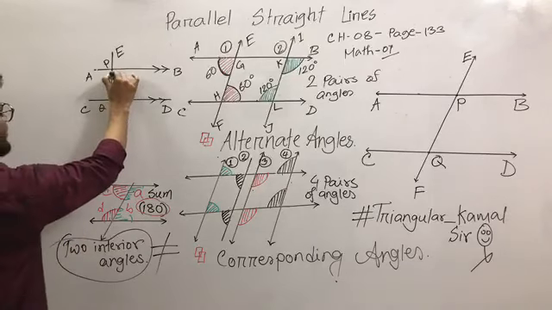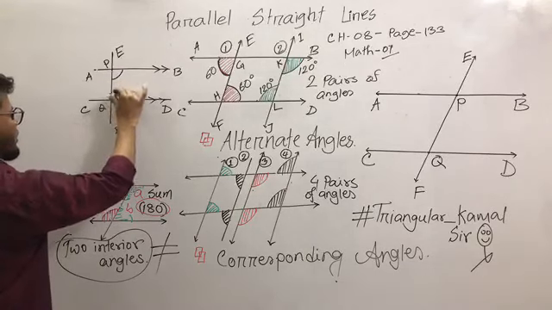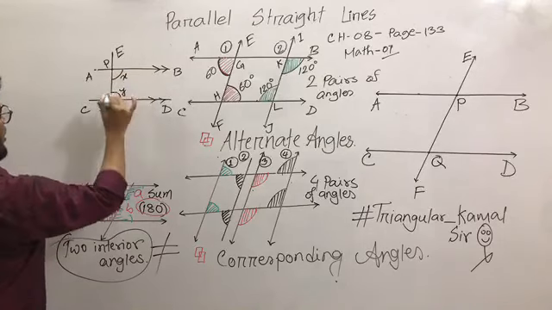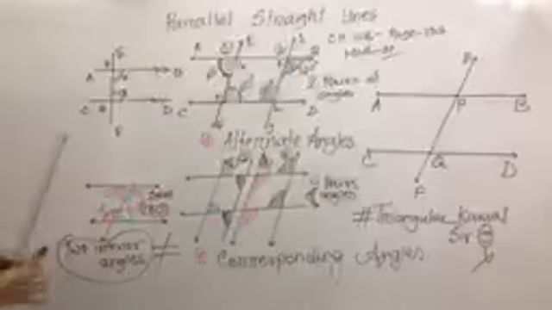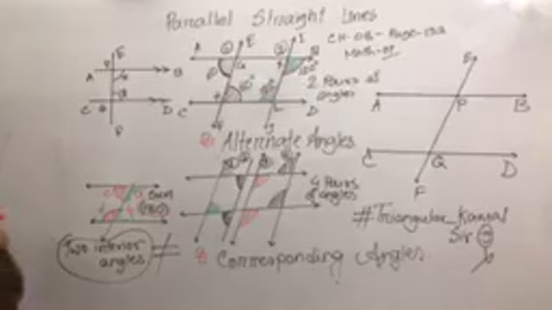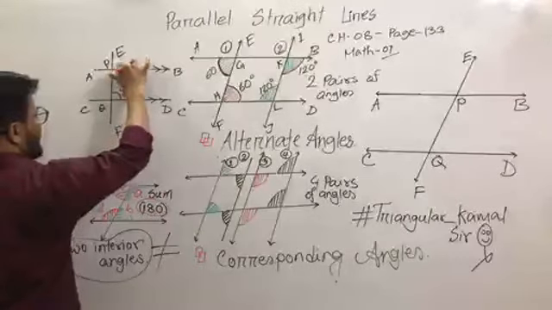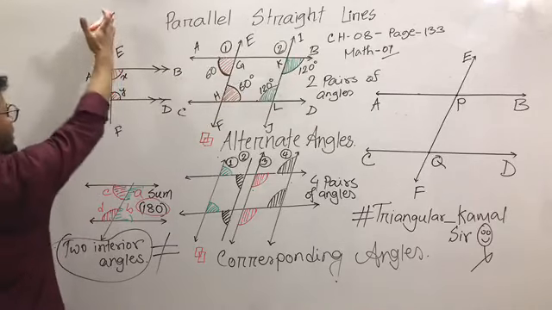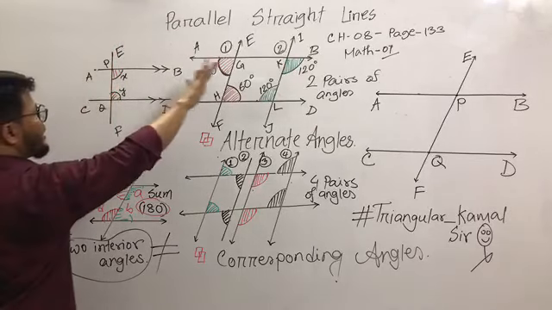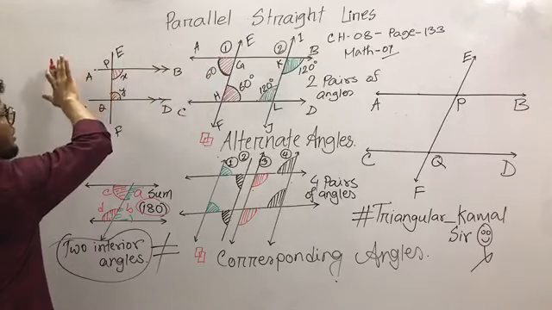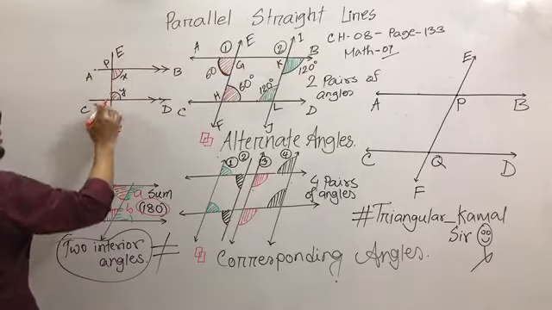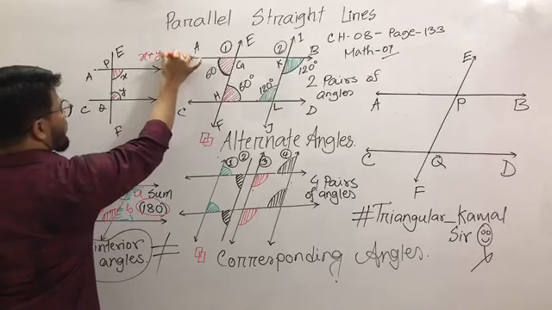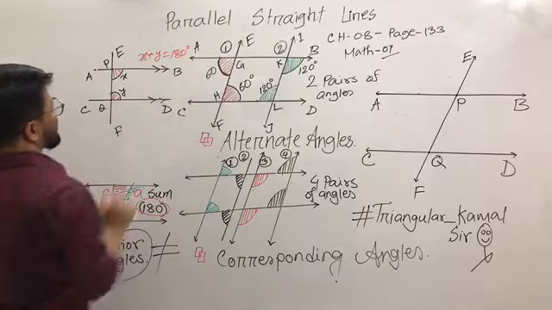There are some angles like this angle and this angle. If this angle is X, this one is Y. Now X plus Y: these are the interior angles in the parallel lines, on the same side of the transversal. In parallel lines, on the same side, X plus Y will be 180 degrees.